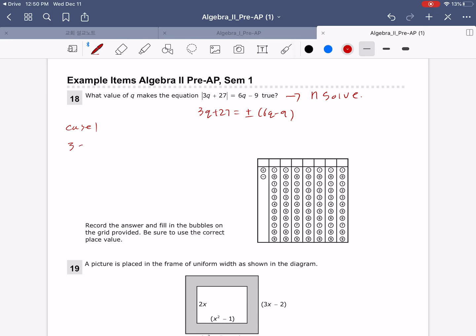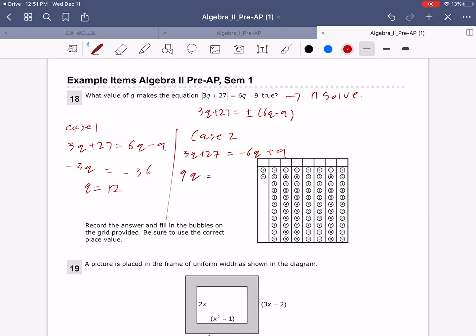Let me speed up because I don't want to waste too much time on this. 6q minus 9 minus 3q is equal to what? Negative 36. q is equal to 12. Case 2. Same thing. 3q plus 27 is equal to negative 6q plus 9. If you do it, it's going to be 9q.